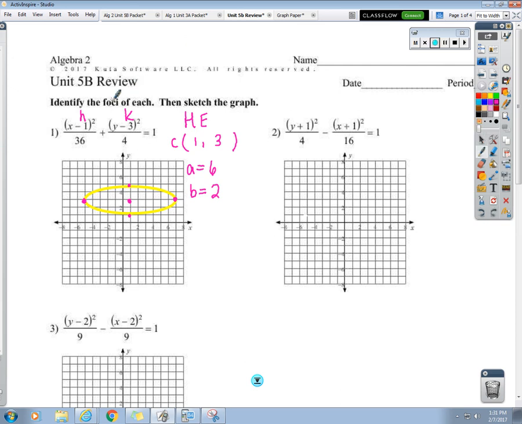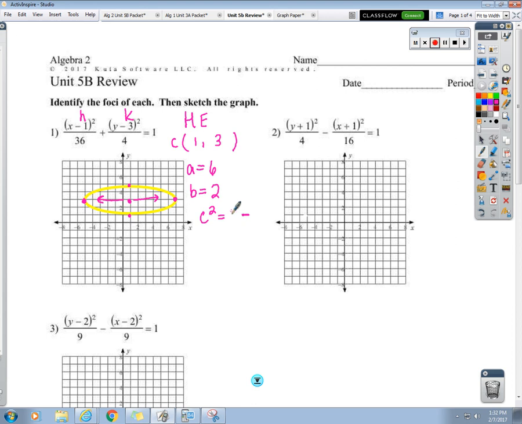Now they want to know the foci. With an ellipse, are the foci inside the ellipse or outside the ellipse? Inside. So, to find the foci, won't you be going right and left? Because it's horizontal. Well, we need to find out how many we're going to go right and how many we're going to go left. And that's where we use the foci formula, which is C squared equals A squared minus B squared. Okay, and all of this information is on your formula sheet. You just have to know how to use it.